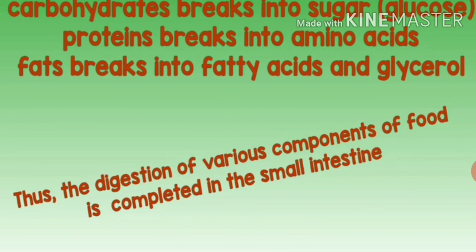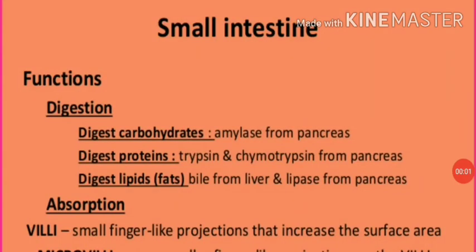And what are those various components? Once again you see on the screen. Carbohydrates break into sugar or glucose, proteins break into amino acids, fats break into fatty acids and glycerol. So you remember, my dear students, where the complete digestion takes place? The complete digestion takes place in the small intestine. So my dear students, let's once again talk about the function of the small intestine. You know that small intestine plays a very important role in digestion. And why? Because the digestion of various components of food is completed in the small intestine.